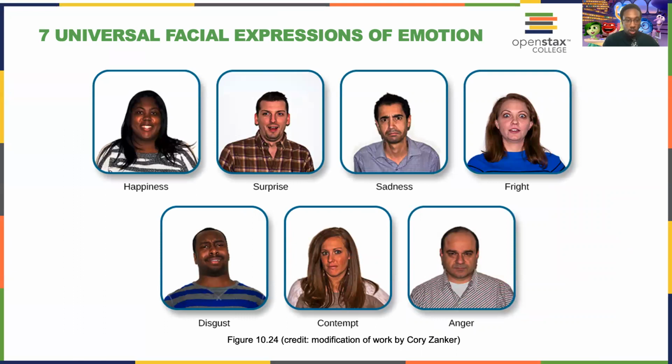Dr. Ekman also proposes that there are 7 universal facial expressions of emotion. So these aren't saying that there are 7 emotions, but there are 7 facial expressions of emotion, 7 universal ones that can be found in any culture. There are probably others, but these are the universal ones that no matter where you go, you'll be able to recognize or see people with these emotions on their faces.